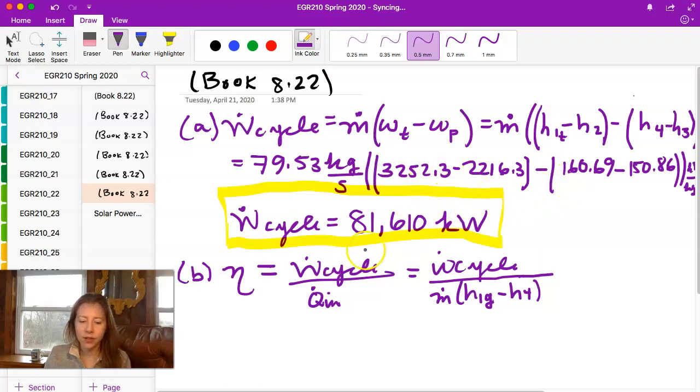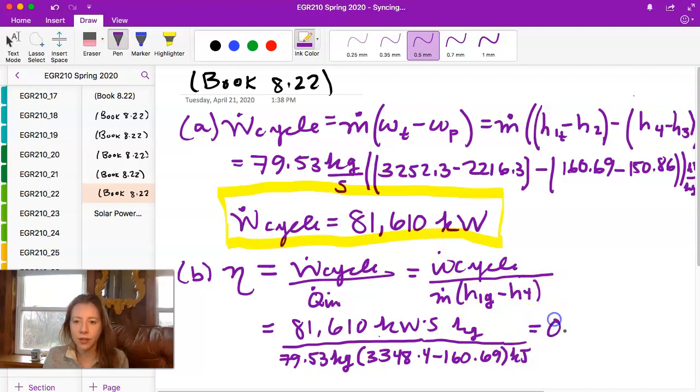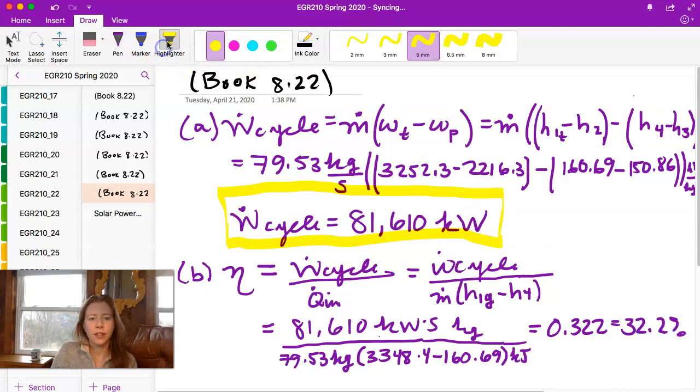Okay, and so this is going to be equal to, oh, just kidding, it's in the denominator. 81,610 kilowatts divided by 79.53 kilograms per second, and a kilowatt times a second is a kilojoule. And then what we'd like to do is H1G minus H4, which is going to be 3348.4 minus 160.69 kilojoules per kilogram. Okay, kilograms cancel, kilojoules cancel. So we end up with our efficiency, which is unitless, and 0.322 is what we get, which is the same as 32.2%. Okay, there's part B.